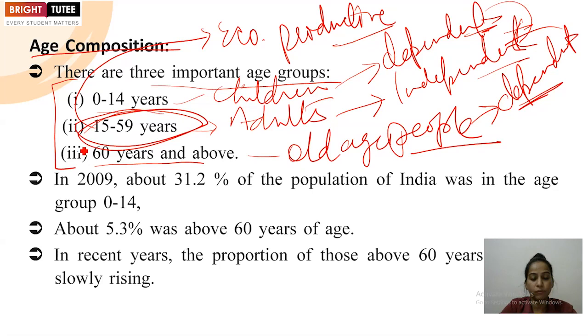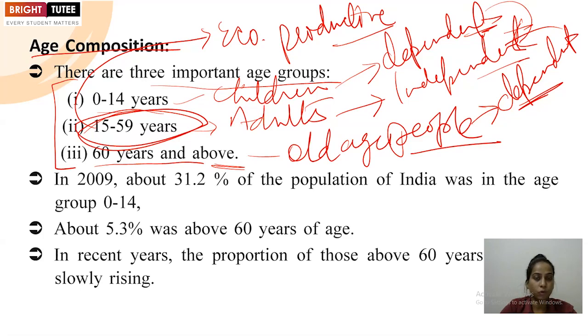Those who are between 15 to 59 years, those who are working, we also call the working age group. They are economically productive because they are the earning people. The rest, the first category, the children, and the next category, the old age people, both are dependent on this working age group. Clear? Many times, when the retirement age has increased, many people even after retirement are also working, but their percentage is very less.